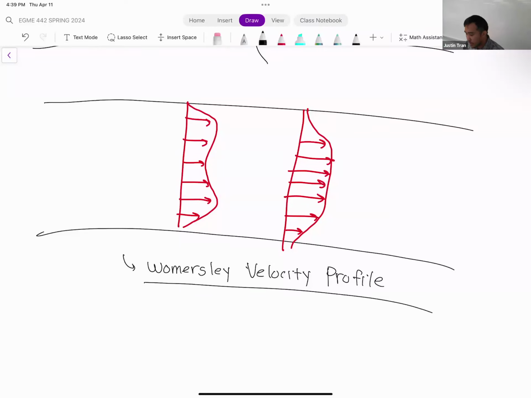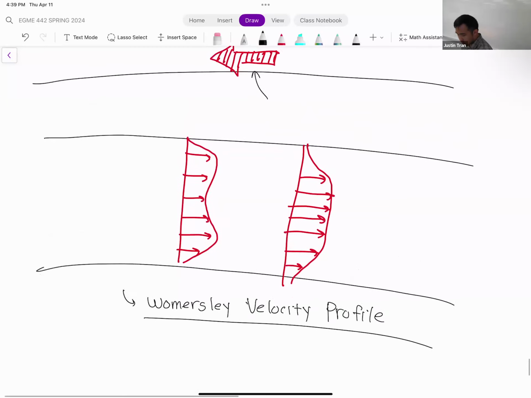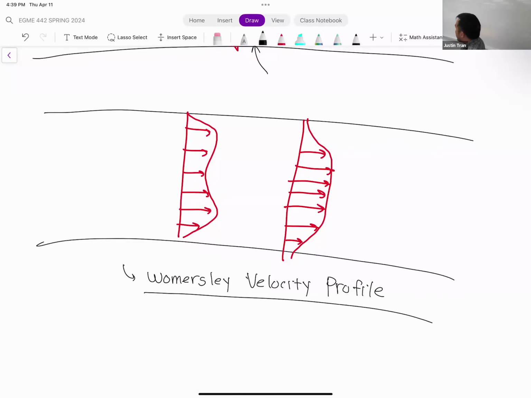And that solution that we came up with earlier with the Bessel functions and everything, that's known as the Womersley solution, right? So a lot of this work is credited to that guy Womersley. Okay. All right. Any questions on that? All right.